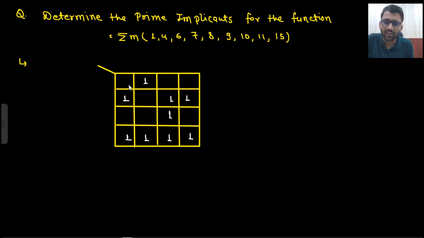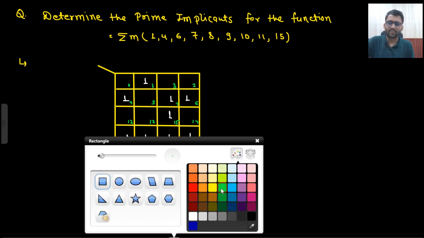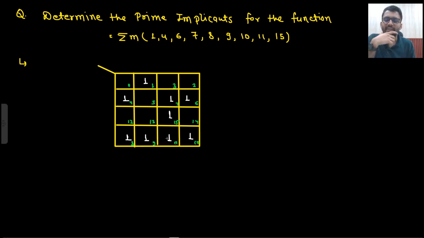Before that, let's do the numbering. 0, 1, 2, 3, 4, 5, 6, 7, 8, 9, 10, 11, 12, 13, 14, 15. I should have done it before as well. So let's start. Can I make a quad here? Yes, I can make 1. Can I make another quad here? Can I make another quad? No.